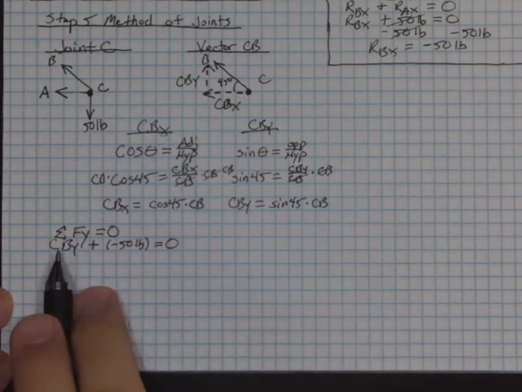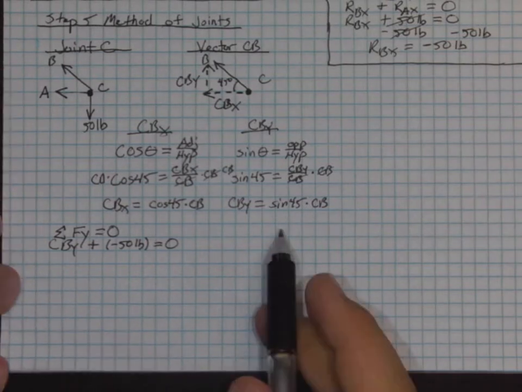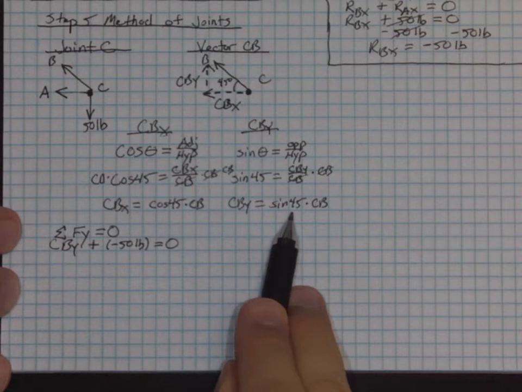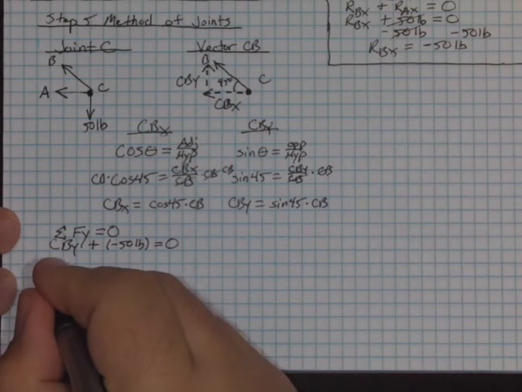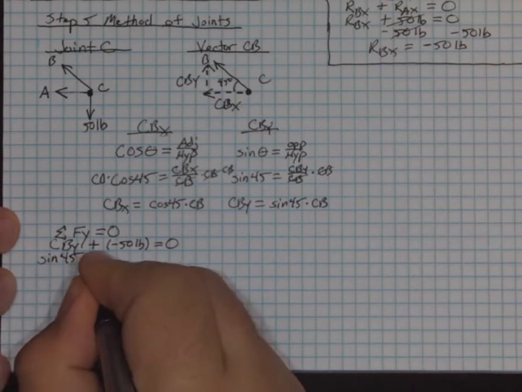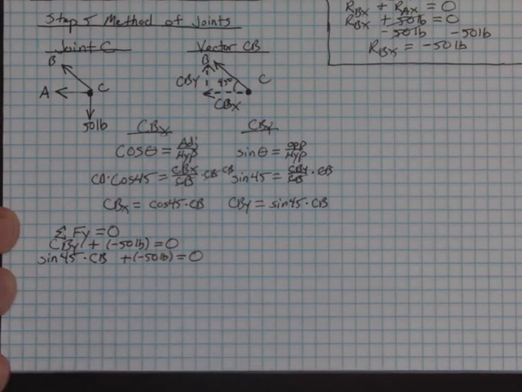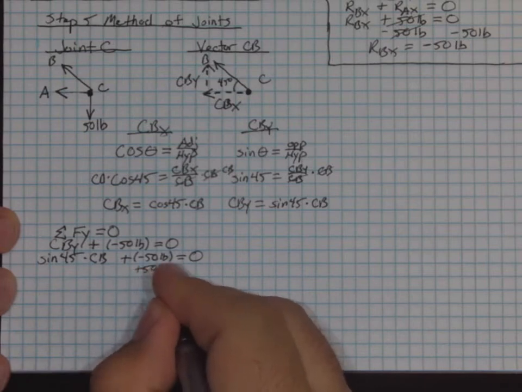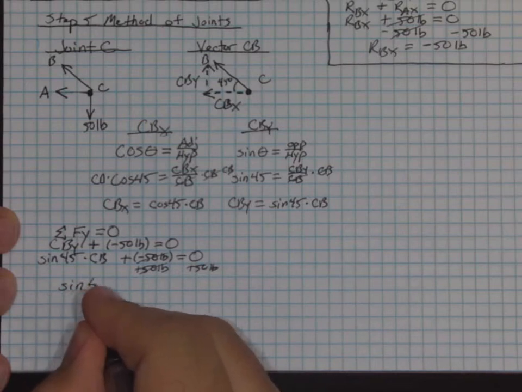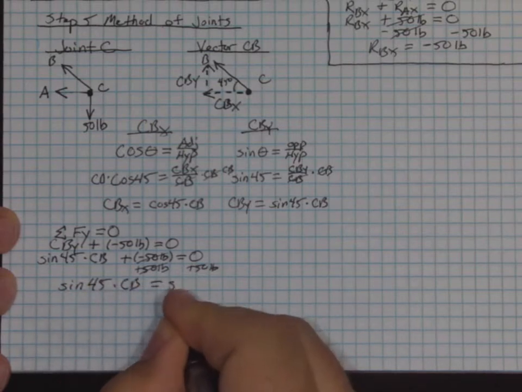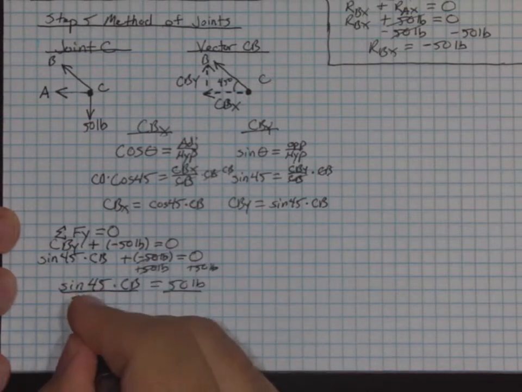Now CBY, I'm not really concerned about what CBY is necessarily. I want to find out what CB is. I'm looking for that truss member. So I'm going to do a little substitution. I know CBY is equal to the sine of 45 times CB. So I'm going to substitute it in for CBY. Sine of 45 times CB plus a negative 50 pounds is equal to 0. And I'm going to do a little bit of arrangement, so I'm going to add 50 pounds to each side. So that'll cancel. The sine of 45 times CB is equal to 50 pounds. In order to get CB by itself, I've got to divide by the sine of 45.